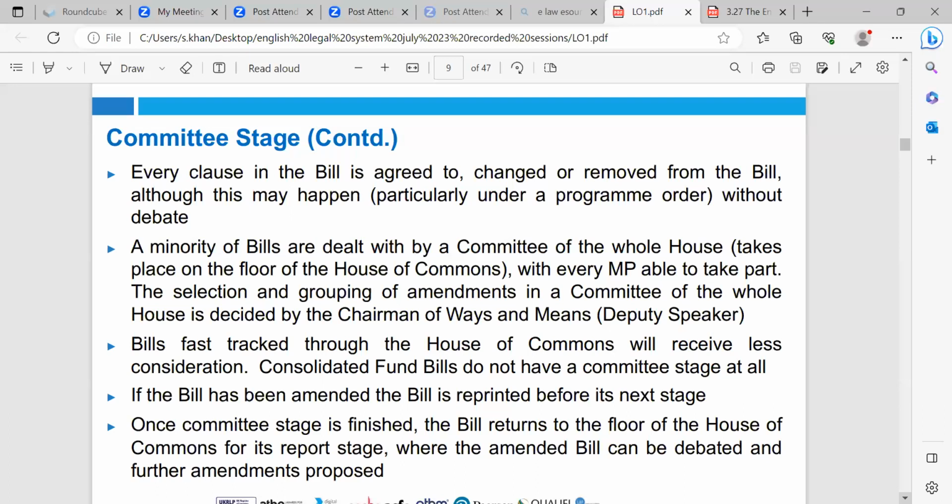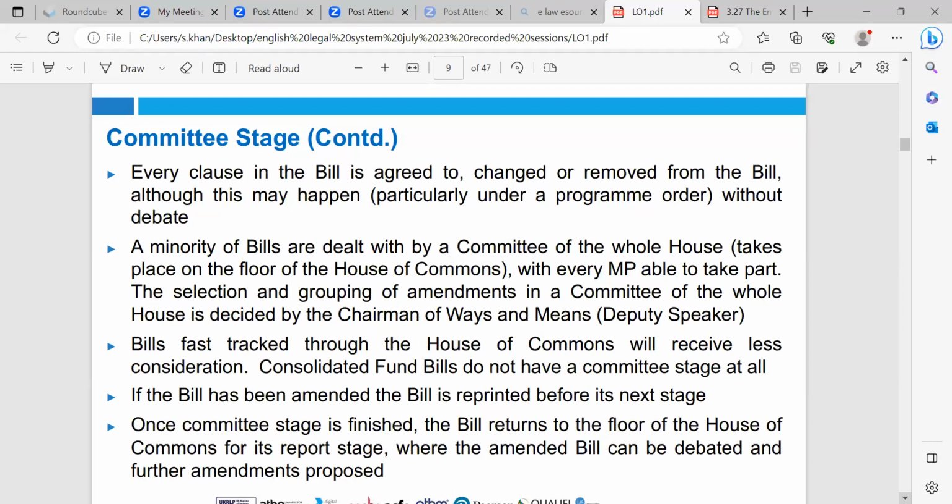A minority of bills are dealt with by a committee of the whole House, which takes place on the floor of the House of Commons, with every MP able to take part. The selection and grouping of amendments in a committee of the whole House is decided by the chairman of Ways and Means, who is the deputy speaker. Bills fast-tracked through the House of Commons will receive less consideration. Consolidated fund bills do not have a committee stage at all. If the bill has been amended, the bill is reprinted before its next stage.